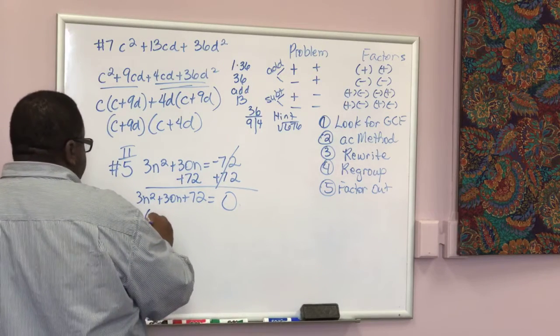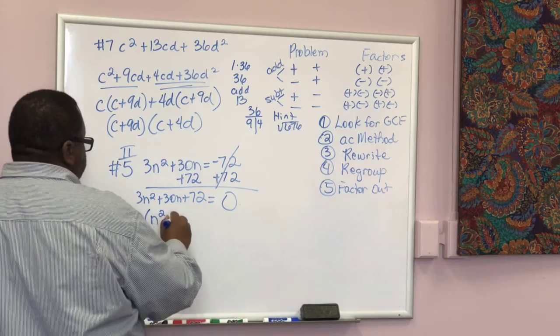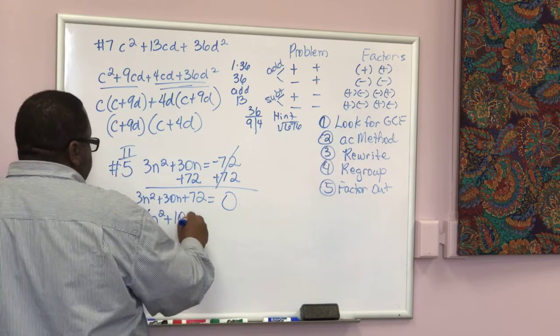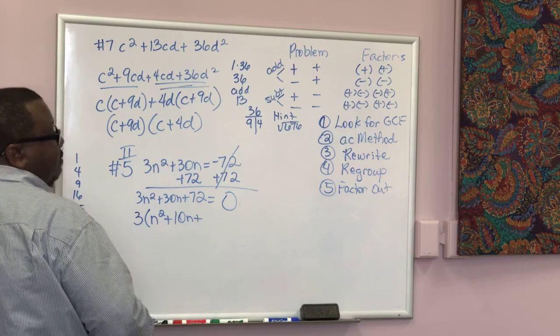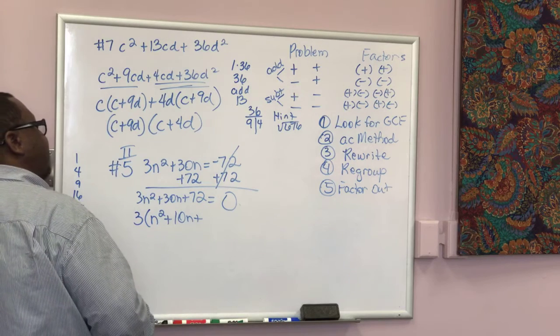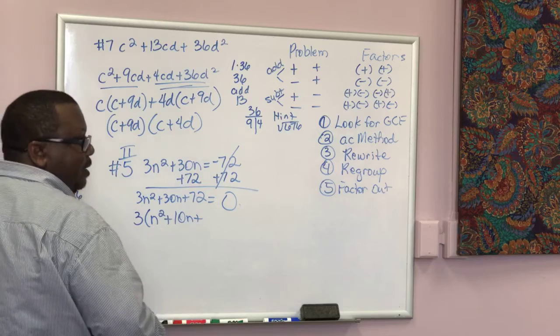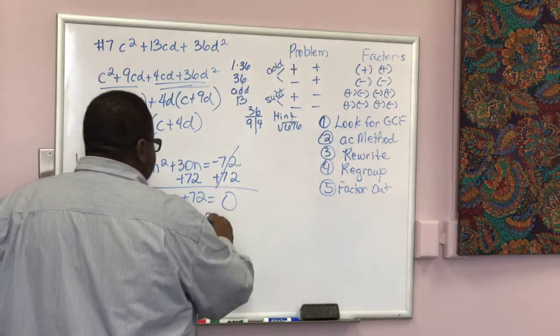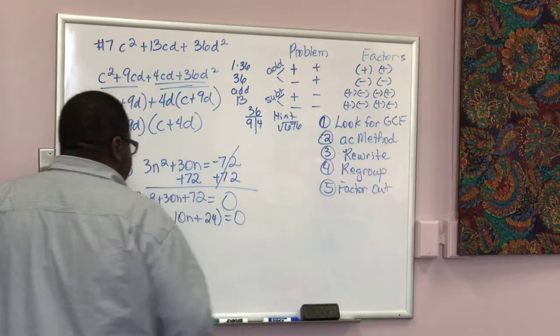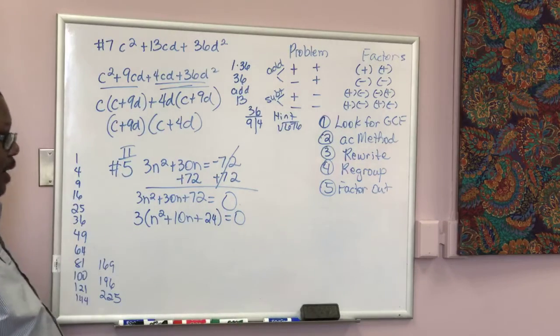So we're going to be left with n squared plus 10n. What's 72 divided by 3? I forgot. Anybody? Calculator? 24. Equals 0. All right.